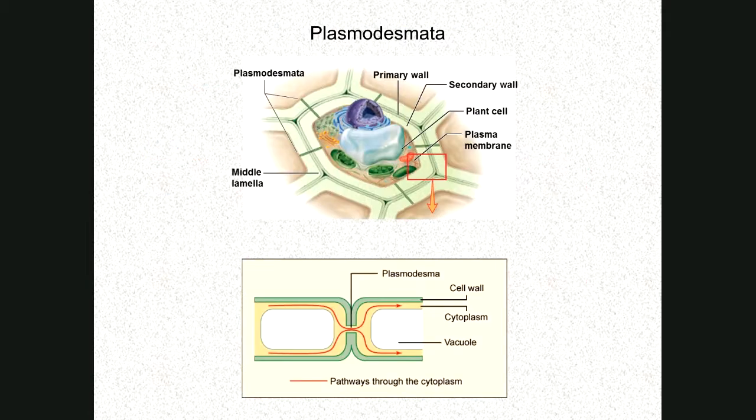And we have holes in the cell wall. We call that plasmodesmata.